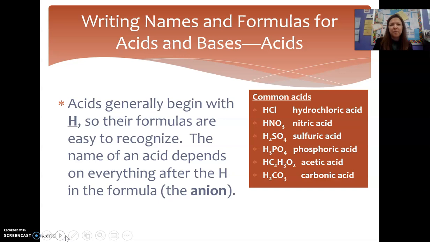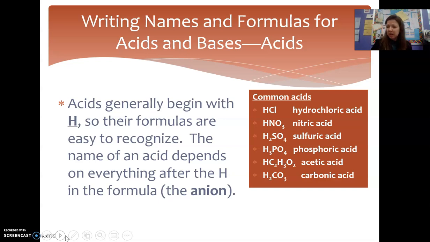Okay. Writing names and formulas for acids and bases. So we're going to start with the acids. Like I said in the last set of notes, acids, their chemical formulas generally begin with H. Okay, so their formulas are easy to recognize. And how we name it depends on everything after the H in the formula, or the anion part. Hydrogen would be the cation, the positive, and the anion's what comes after it.